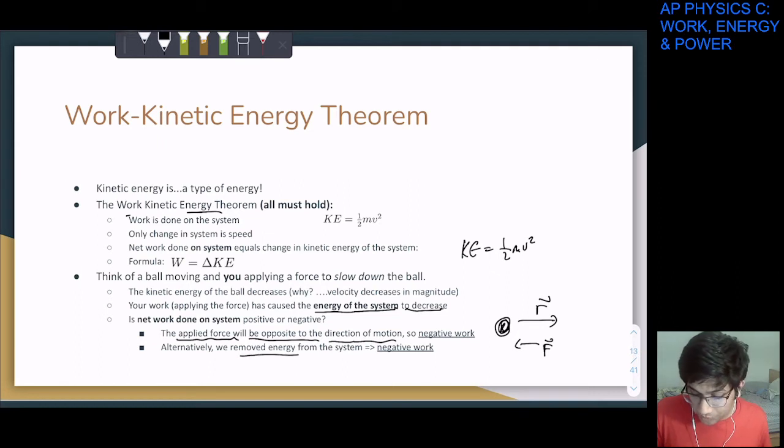Alternatively, we removed energy from the system. This is a better way to think about it. We started off with high energy, now we have low energy. We've removed energy from the system, so the work that we've performed is negative. We haven't helped the system. In fact, we've done the opposite. We've taken away energy from the system.